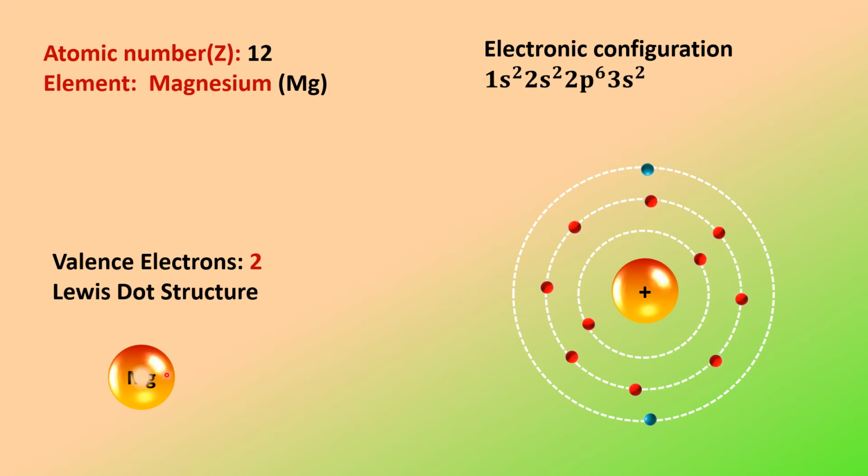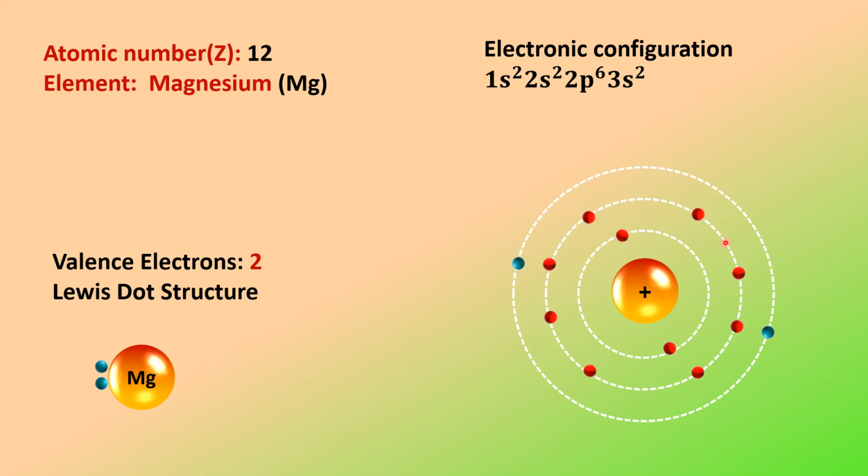This is the nucleus. These are the 2 electrons in the outermost shell. Here, in the configuration, we see 3s2. Now we look for the 13th element.